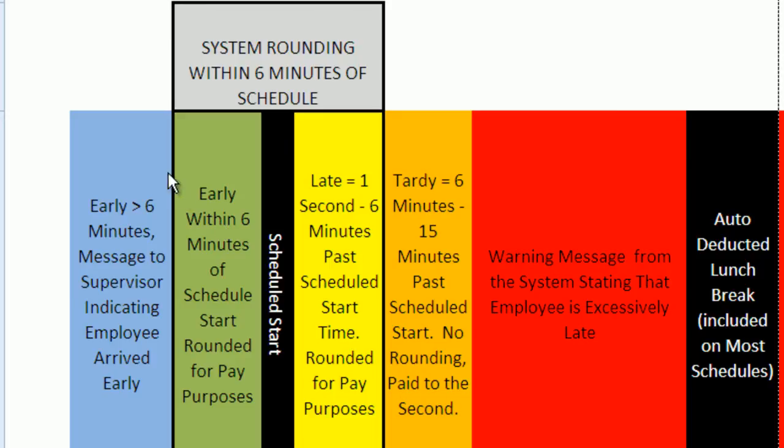Now you'll notice there's this blue window, which is prior to the 6 minutes. If the employee is more than 6 minutes early, the system is going to generate a message indicating to you, the supervisor, that your employee arrived early. The reason for this is we found that several employees in certain locations will come in and clock in 10, 20 minutes early and have a cup of coffee. They're not actually working. And then when their scheduled start time comes around, they'll go ahead and start working.